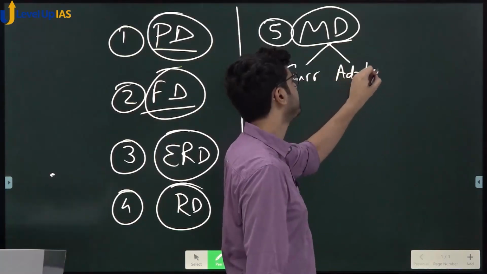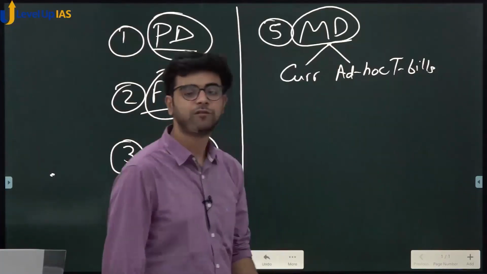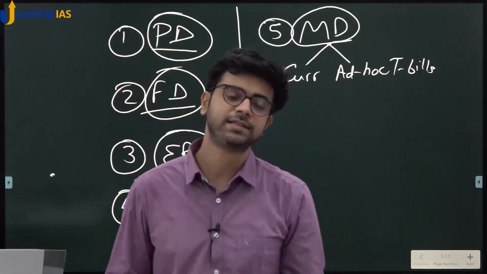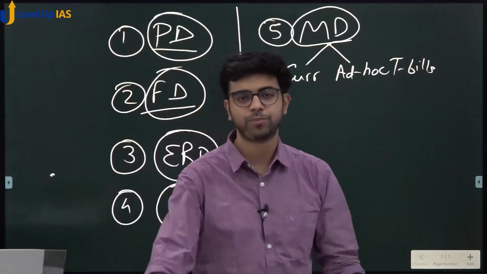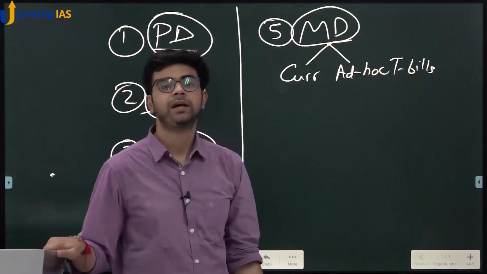Remember yesterday we discussed ad hoc treasury bills by RBI, and that was monetized deficit, which means nothing but government calling up RBI and saying, this year my fiscal deficit is 10%, I want you to print the currency notes. This year my fiscal deficit is 10%, I want you to purchase the bills.